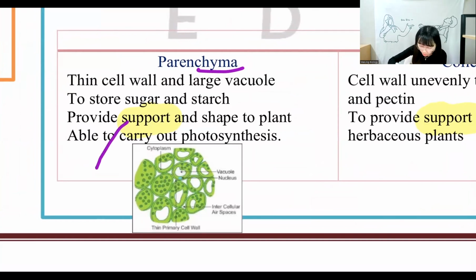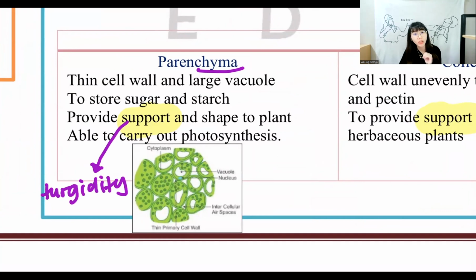How do they provide support? The support comes from the word called turgidity. Just now we learned the word turgidity, right? What does turgidity mean? It means water diffuses in. Because they have larger vacuole, they can store more water. They are able to have turgidity, this parenchyma tissue.